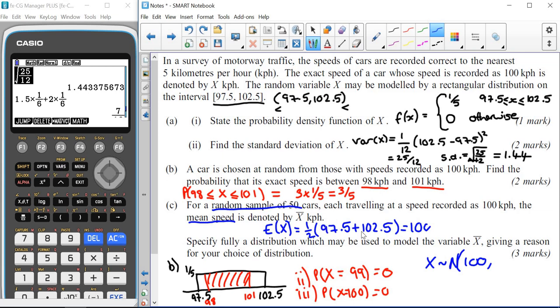But the central limit theorem also states that the standard deviation of the means is going to be the same as the standard deviation of the population, which was our 1.44, divided by the square root of our sample size. We have to remember that this part here is the variance, so we're going to have to square it. So it's going to be 1.44 divided by the square root of 50, squared, and then we're going to close our brackets. So that is our distribution.